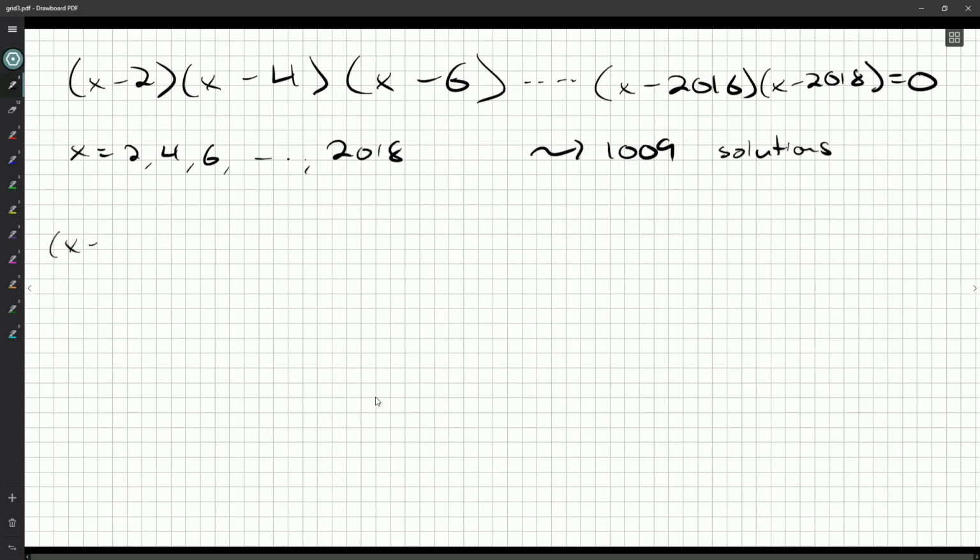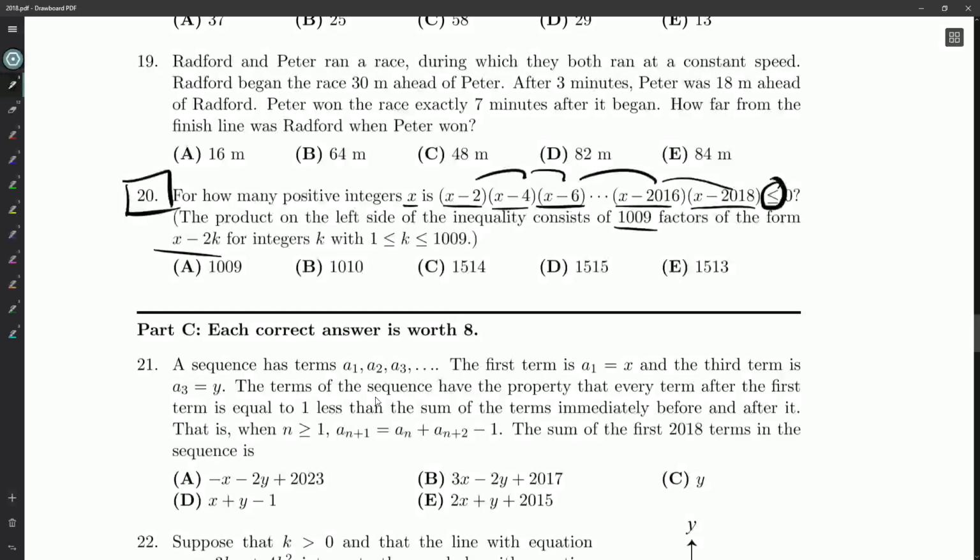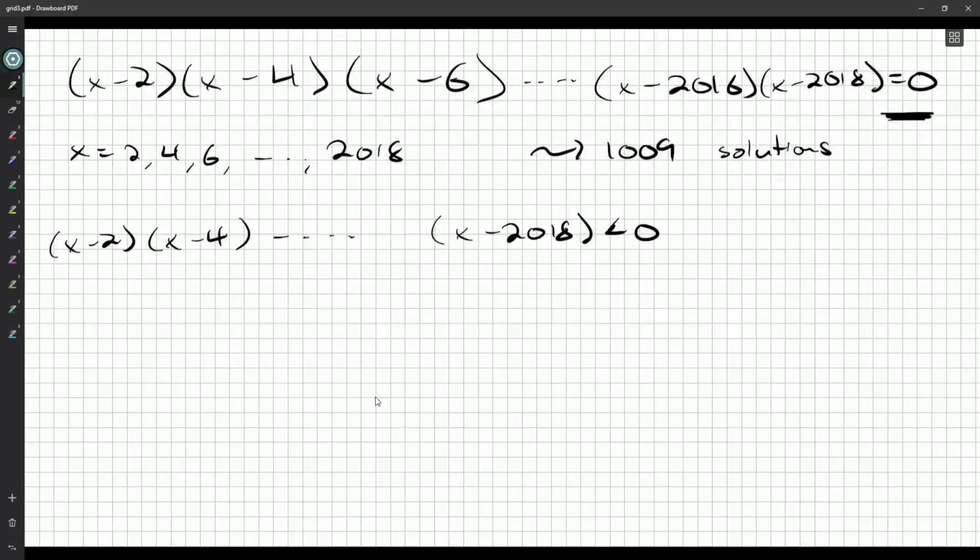Now how about this being less than 0? Because we already did the equal to 0 case. Well, we've got factors here, and x has to be an integer, right? For how many positive integers x? So these are all going to be products of integers.